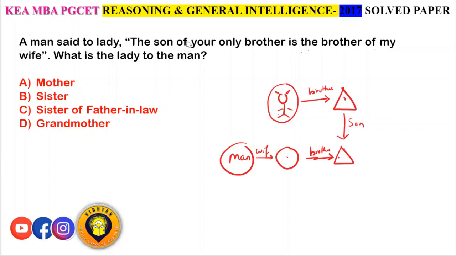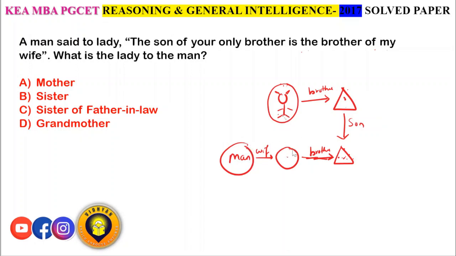Okay, now once again I'll explain this. A man said to lady, so this lady, he said the son of your only brother. Her brother's son, the son of your only brother, this brother is the brother of my wife. This person is the brother of man's wife. So now what is the lady to the man?